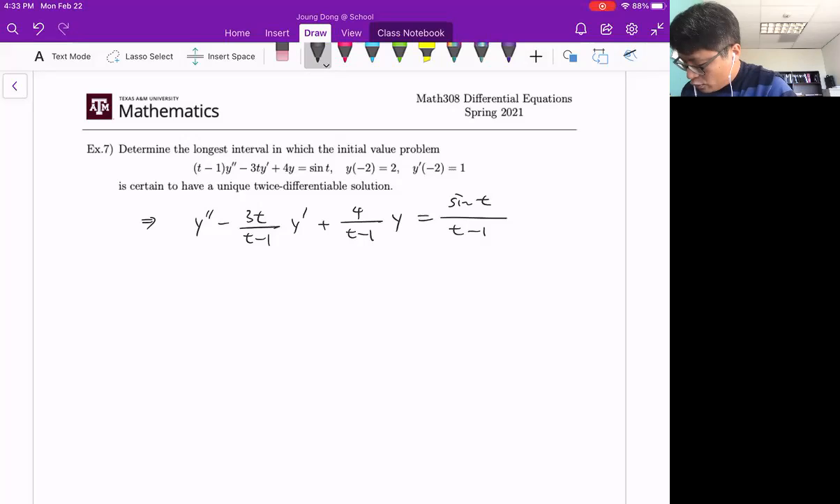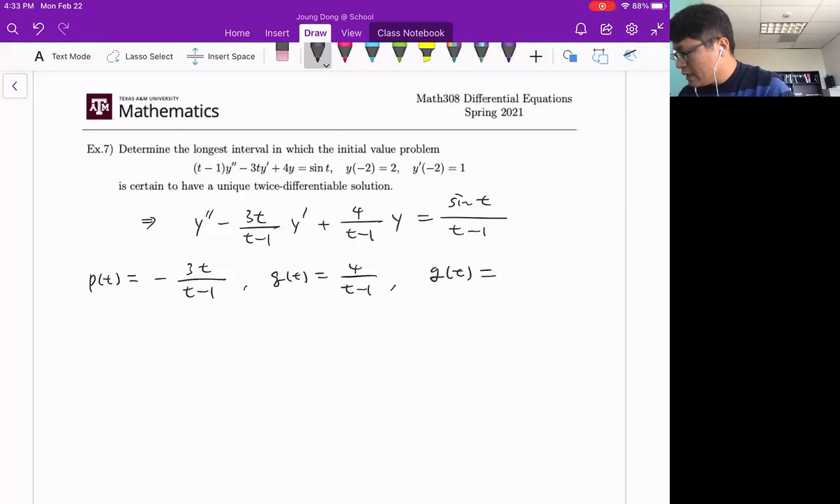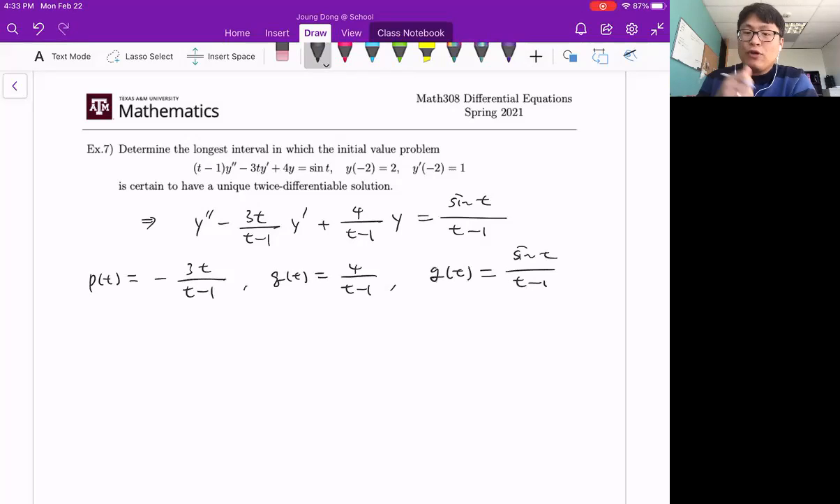Here we go. Your p, the coefficient of y prime, is negative 3t over t minus 1. And q is 4 over t minus 1. And the right-hand side, which is g, is sine t over t minus 1. Look at that. First of all, look at the g function. You have sine t in your numerator, but keep that in mind.